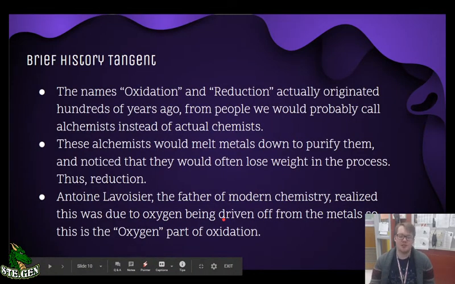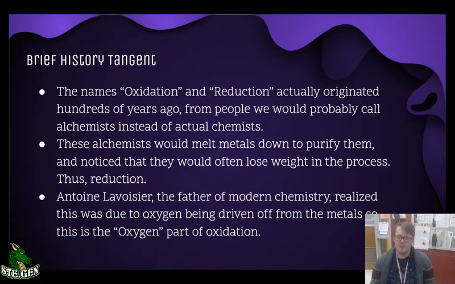The names oxidation and reduction originated hundreds of years ago from people that really invented chemistry, but we would call them alchemists instead of chemists. These alchemists would melt down their metals to purify them. And they basically believed at that point in time that there was phlogiston, which would attach to substances and it would be driven away, or when you heated a metal, you would add phlogiston to it, or you would take the phlogiston out of it, and then as it turned into its purest form, I'm not 100% sure on it.